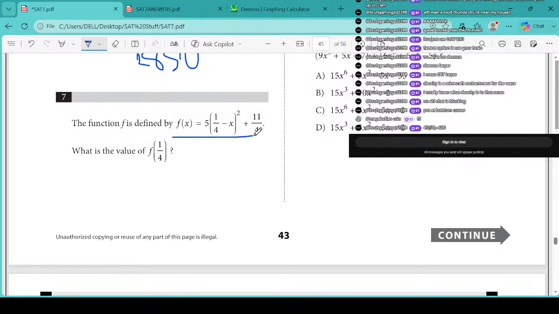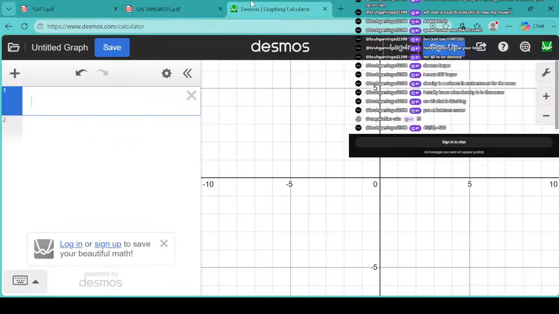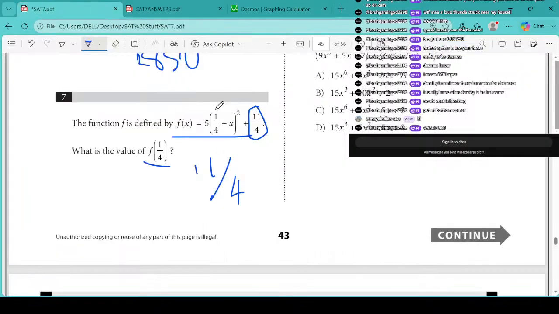They give us a function and they ask us what the value of f(1/4) is. So you replace x with 1 over 4. 0 squared is still 0. 5 times 0 is 0. So the answer is 11 over 4. Sometimes you should do mental math instead of plugging everything into decimals. Like, look at this mess. It would be better if you just do mental math and you get 11 over 4 as the answer.